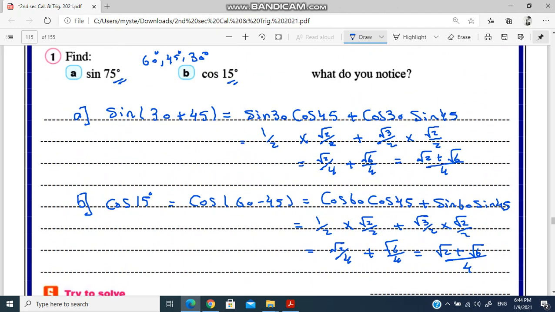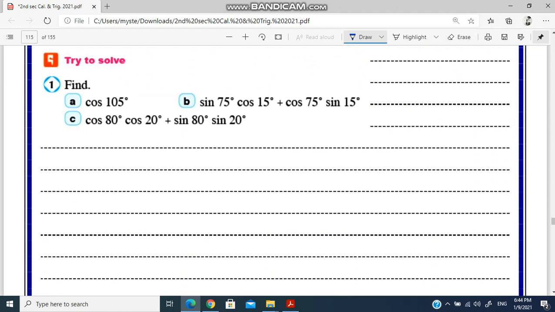We conclude from that sine 75 equals cosine 15, because sine equals cosine if the sum of the two angles equals 90 degrees.